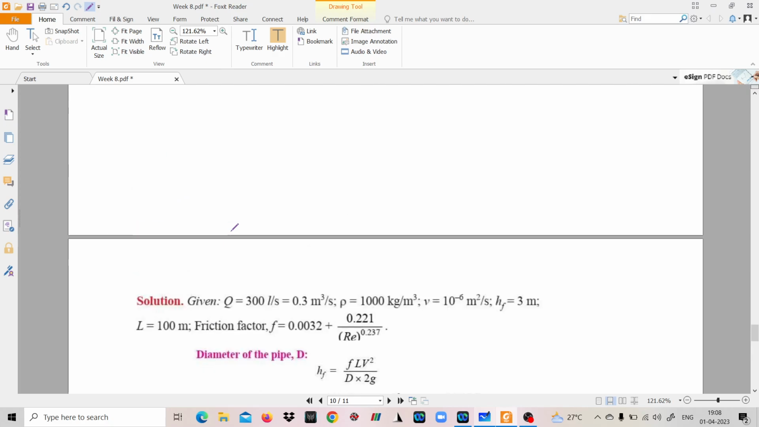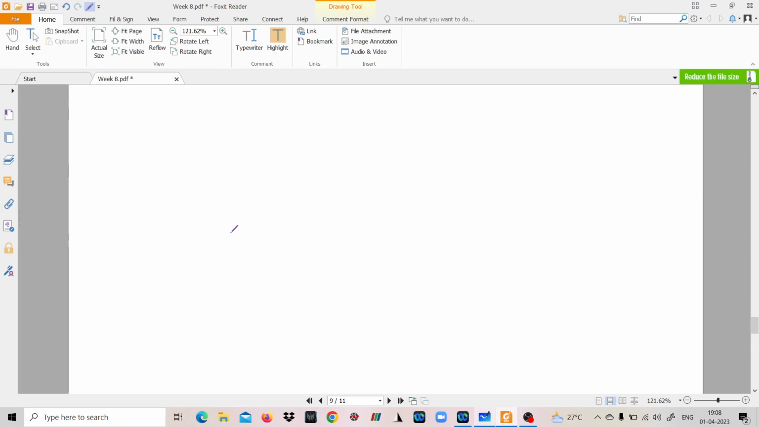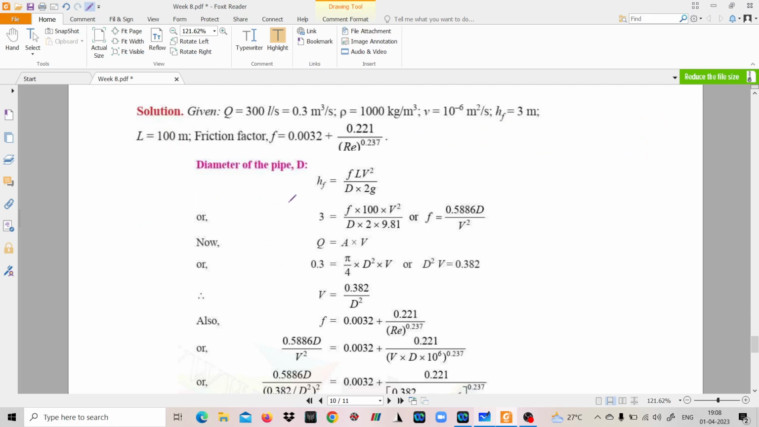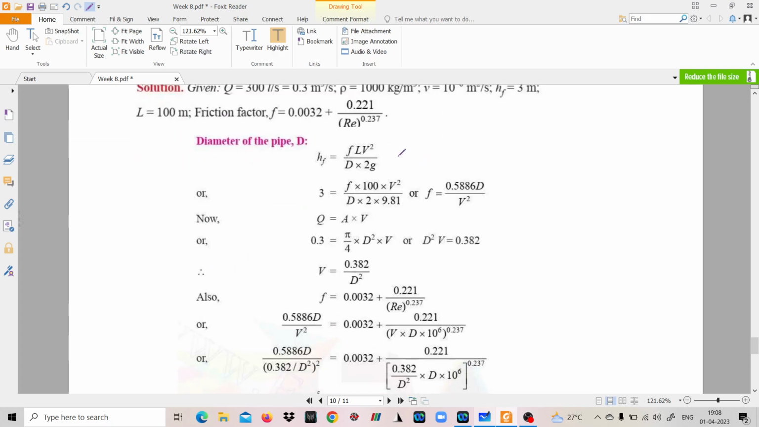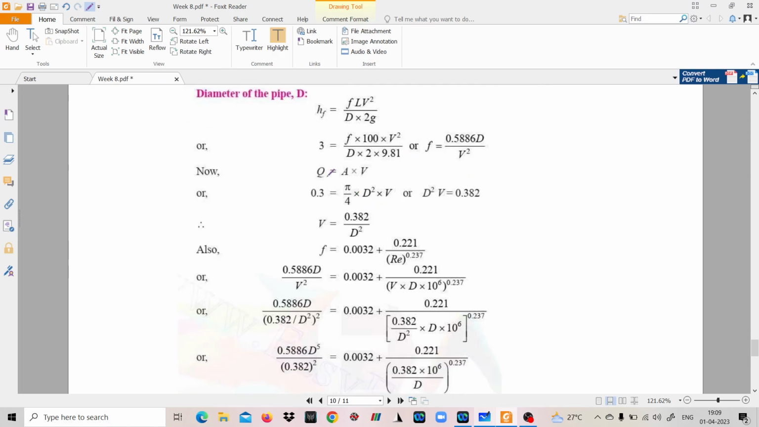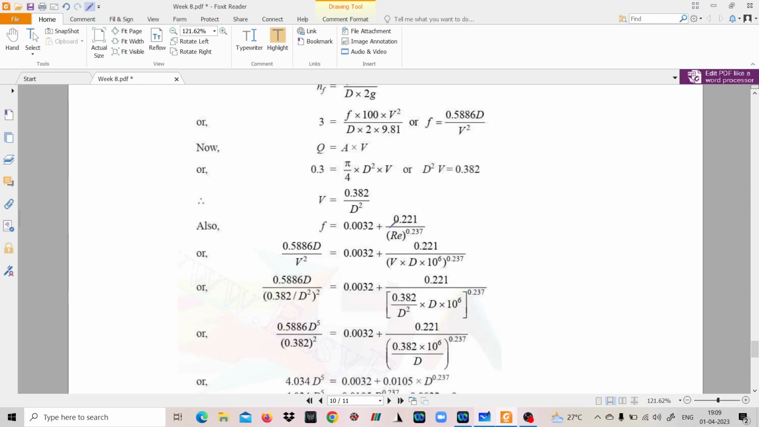Now you have to determine the diameter of the pipe. So if you use the Darcy-Weisbach equation, h_f = F L V square by 2 g D, everything is given to you except F and D, and velocity is also not known. So F can be expressed as F is equal to 0.5886 D by V square. Now what is Q? Q is area into velocity. Area is pi d square by 4 into V. So d square V is 0.382. Then you can find an expression for V as 0.382 by d square. And the expression for F that you can use is given to you.